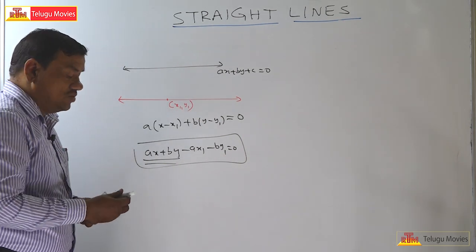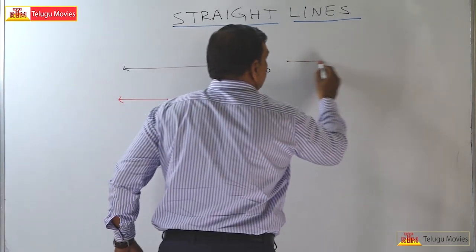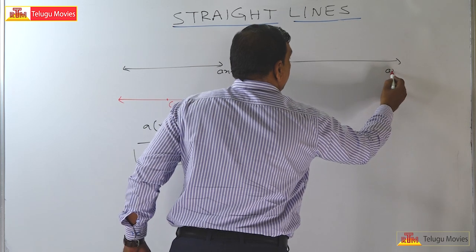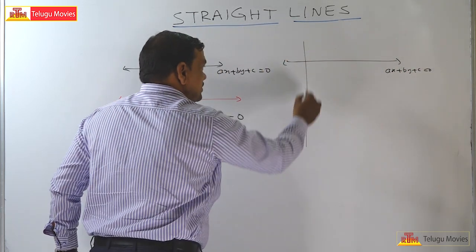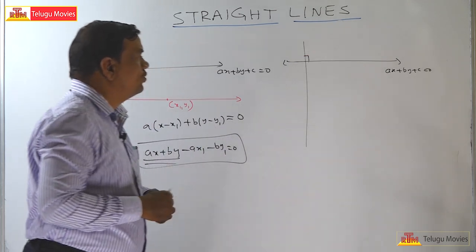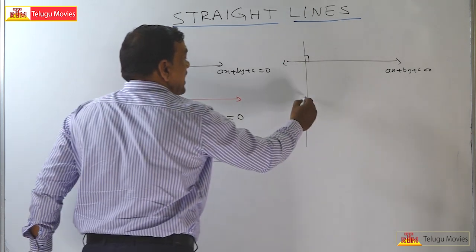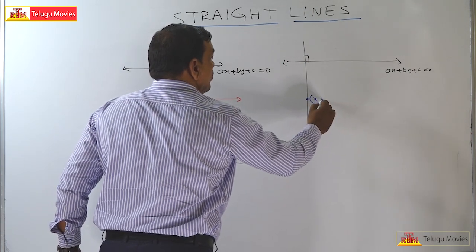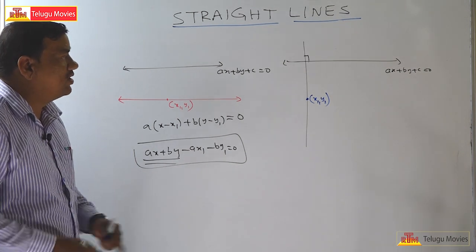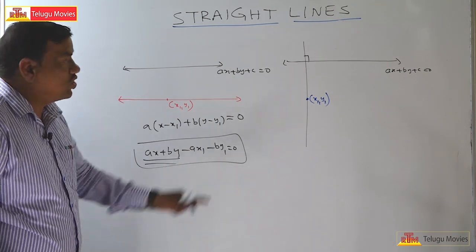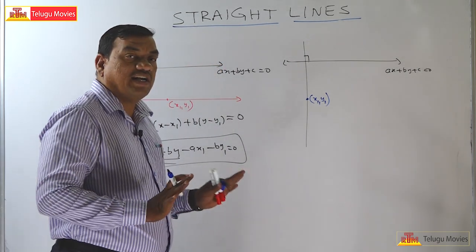Okay. Now the next concept. Given a line, the equation of this line is ax plus by plus c is equal to 0. There is a line perpendicular to the given line ax plus by plus c is equal to 0, and it is passing through the point x1 comma y1. Then what will be the equation of this perpendicular line? I have already explained that concept.